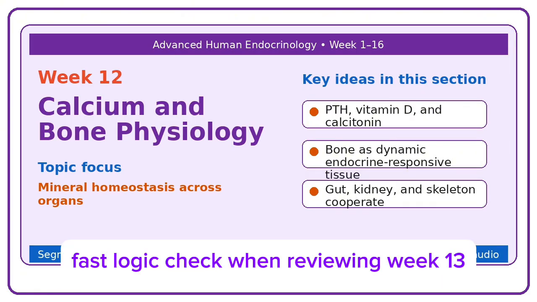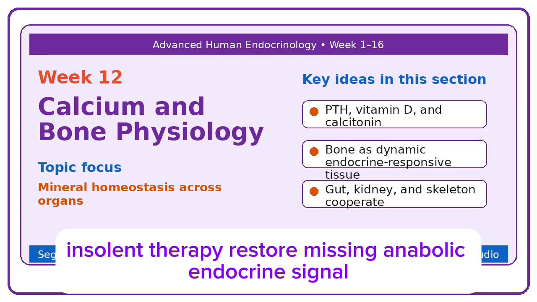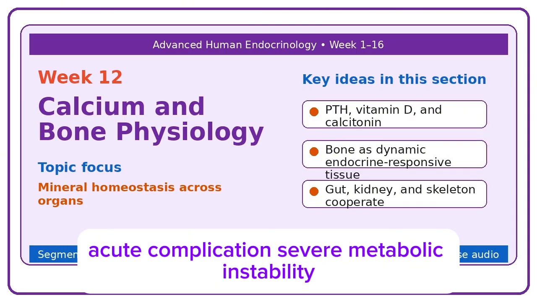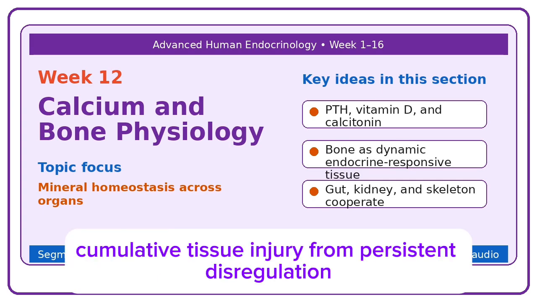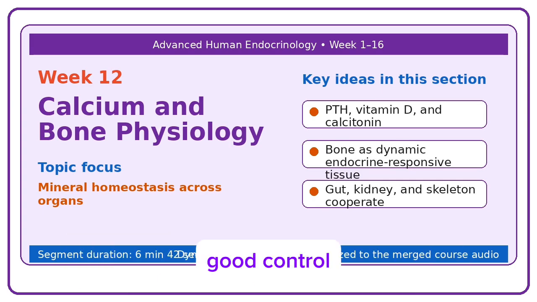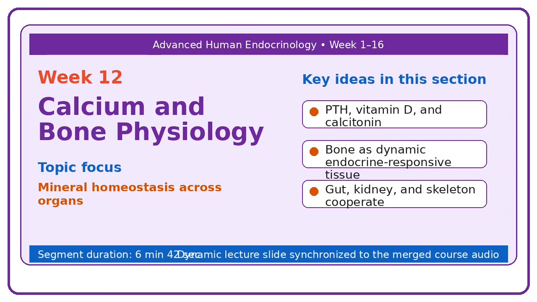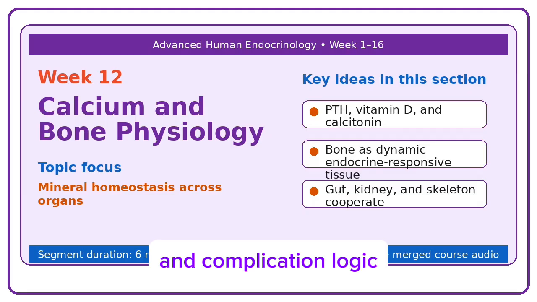Fast logic check. When reviewing week 13, match the concept to the main physiological meaning. Insulin therapy: restore missing anabolic endocrine signal. Insulin sensitizing therapy: improve hormone effectiveness. Acute complication: severe metabolic instability. Chronic complication: cumulative tissue injury from persistent dysregulation. Good control: complication prevention through physiological stabilization. This mapping helps organize both treatment logic and complication logic.